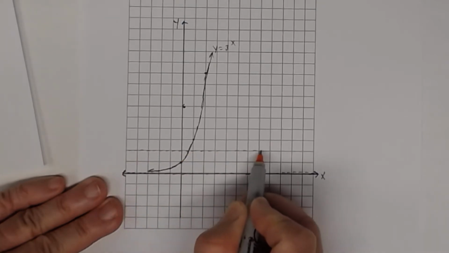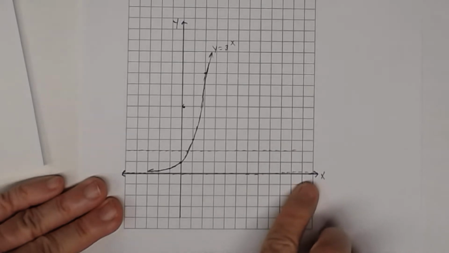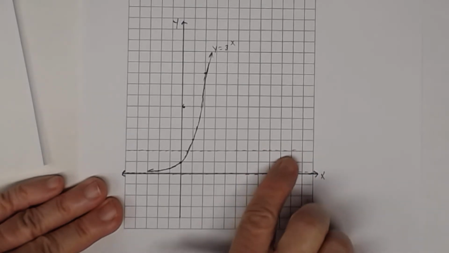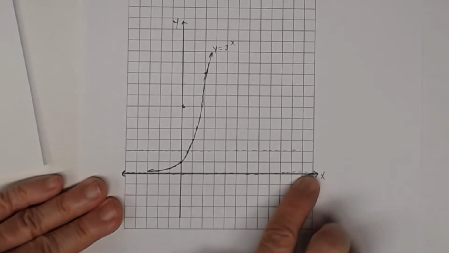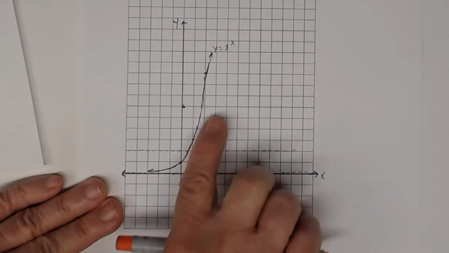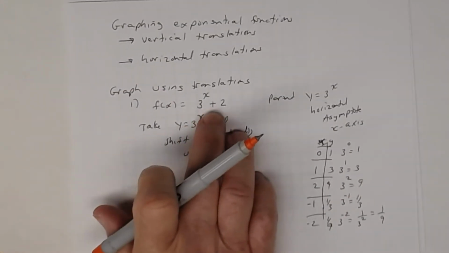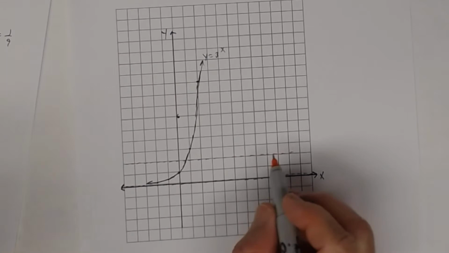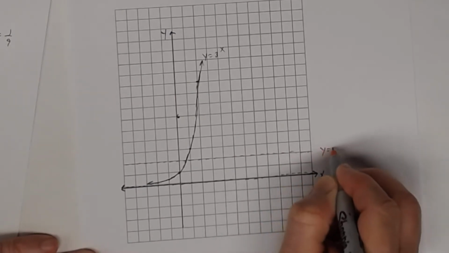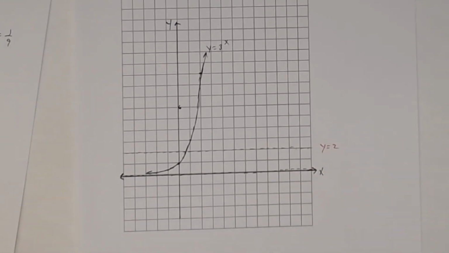Now be careful. I'm not saying this is the new x-axis, right? Because this is the x-axis. The horizontal asymptote for the parent function happened to be the x-axis. But for this function, my horizontal asymptote is y equals 2. All right, so y equals 2. So you're going to say y equals 2 here. So that's my horizontal asymptote.